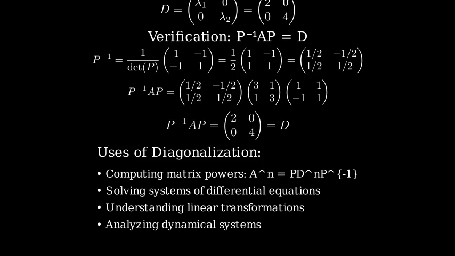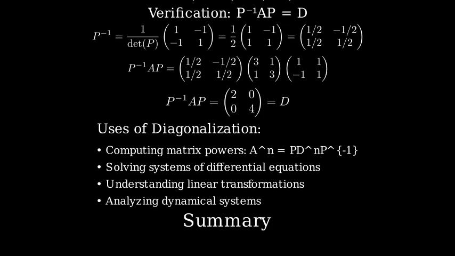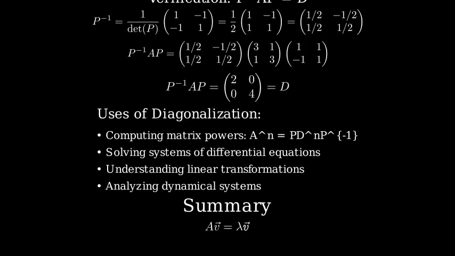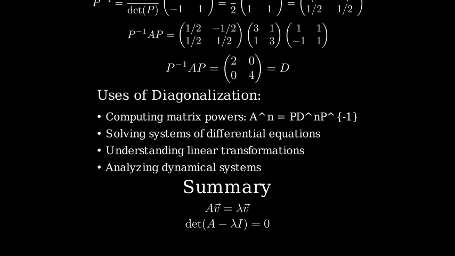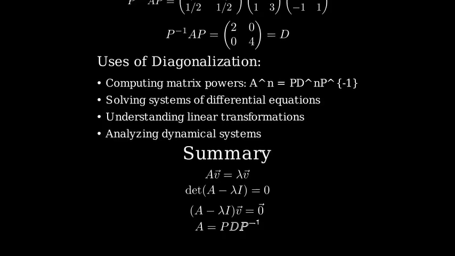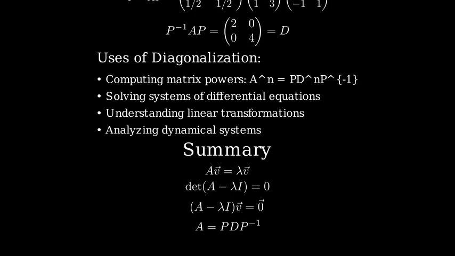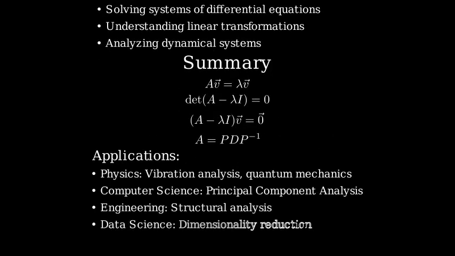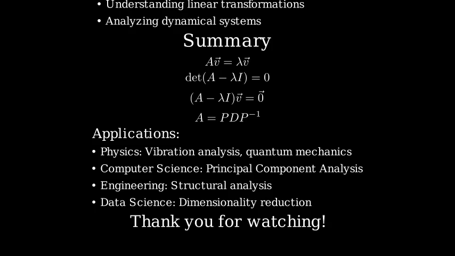To summarize what we've learned today, eigenvalues and eigenvectors are special values and vectors associated with a square matrix. They satisfy the equation AV equals lambda V. We find eigenvalues by solving the characteristic equation, determinant of A minus lambda I equals 0. Then we find eigenvectors by solving the system (A minus lambda I) V equals 0 for each eigenvalue. Finally, we can diagonalize a matrix if it has a complete set of linearly independent eigenvectors. These concepts are fundamental in linear algebra and have numerous applications in various fields.